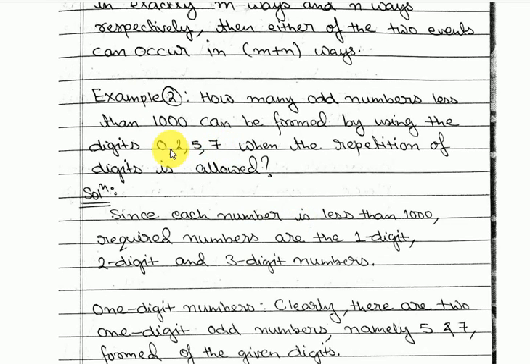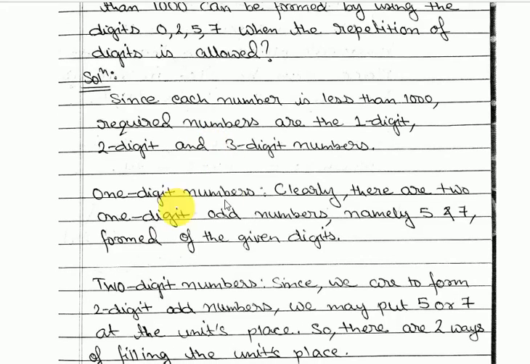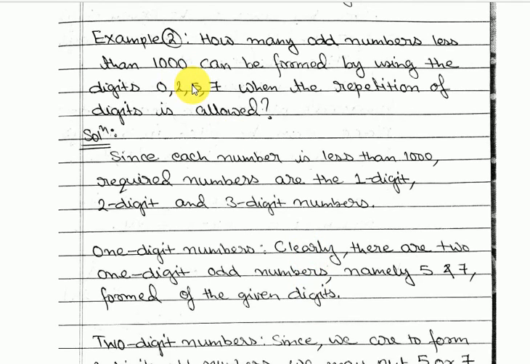Now 1-digit numbers, how many 1-digit odd numbers can you make from here? You can make 5 and 7. These two are the only 1-digit numbers which are odd. So clearly there are two 1-digit odd numbers, namely 5 and 7, formed by the given digits. Now let's see how many 2-digit odd numbers can be made using these 4 digits, and even repetition is allowed over there.